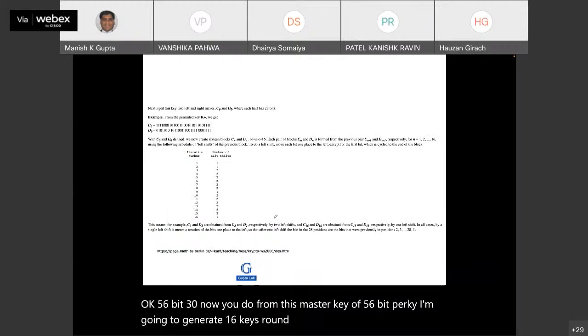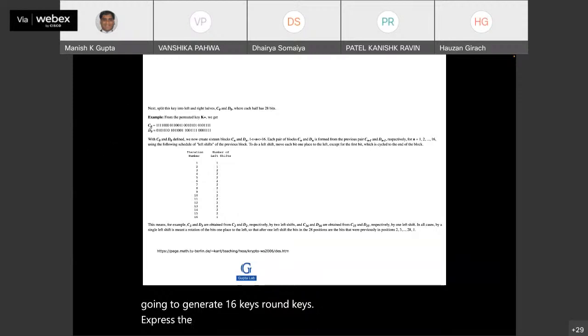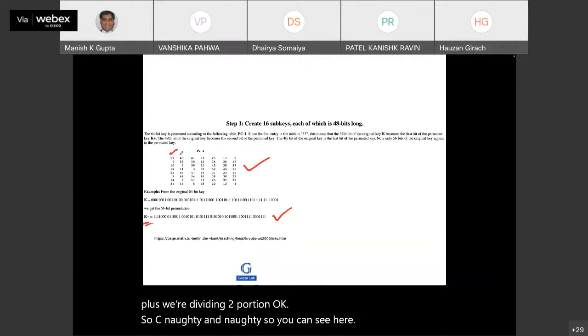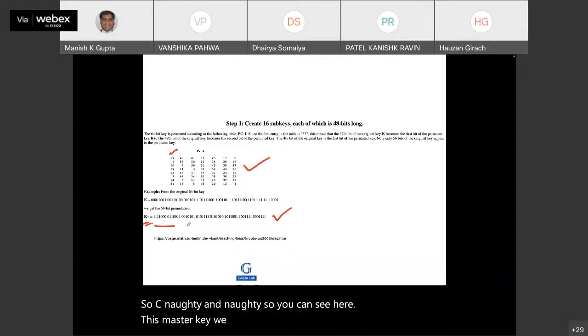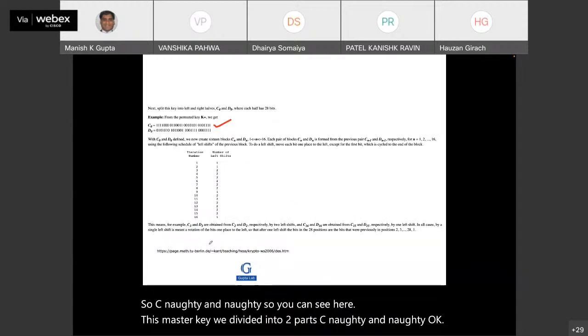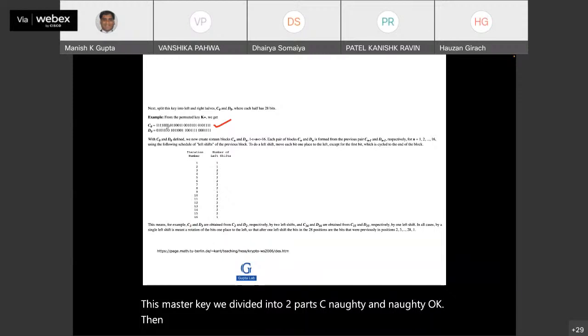Now from this 56-bit master key, I'm going to generate 16 round keys. So split the key into left and right halves. K plus we are dividing into two portions, C0 and D0. You can see here this master key we divided into two parts, C0 and D0. From the permuted key we get C0, D0, and then you see the rotations which I mentioned to you.